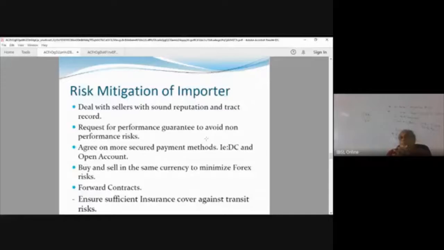Request for performance guarantee to avoid non-performance risk, the exporter has failed to ship the goods. It is good for open account and advance payment, both. Agree on more secured payment methods, for example DC and open account.